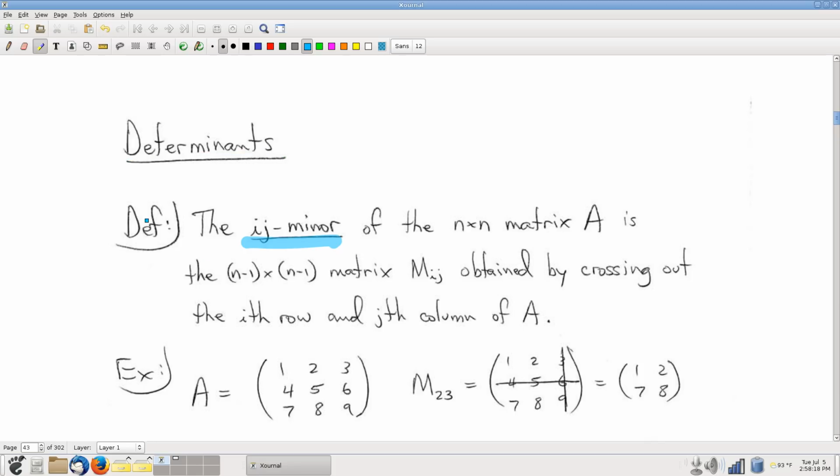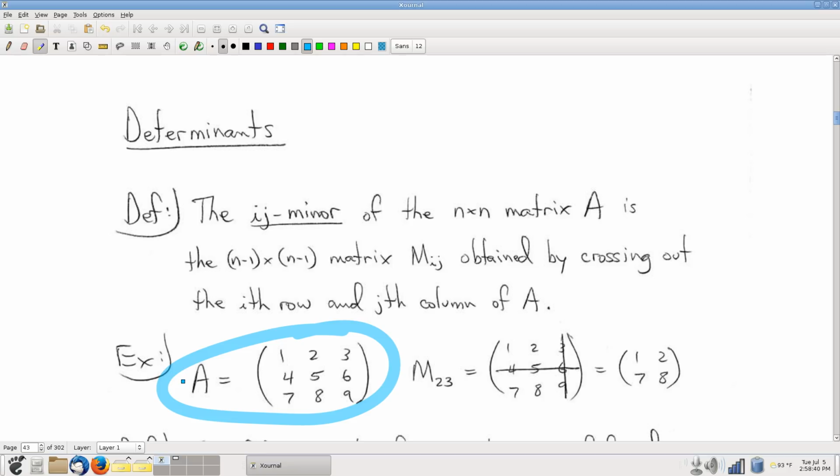Okay, so the IJ minor of a matrix is the smaller matrix, we'll call MIJ, that's obtained by crossing out the ith row and the jth column of the original matrix. So let's see an example. Here is a matrix A, and we're going to write down here the 2, 3 minor. So, 2 and 3, the 2 says we're going to cross out the second row of the original matrix A.